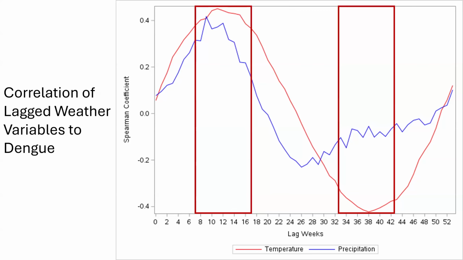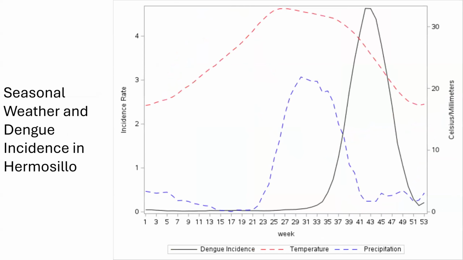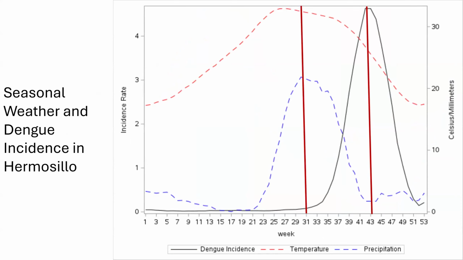So to give a context of what that means in terms of our seasonal weather, if we look at our seasonal weather and dengue incidents in the region, and for the purpose of this presentation, I'll mostly be looking back from the time of peak dengue incidents, which is week 43. We see that the first correlation lines up with our monsoon season, this peak in temperature and precipitation, and that our second correlation lines up with January and February, where we have this drop in temperature and this colder winter weather. So it seems like these two events really correlate well with dengue incidents in the region.